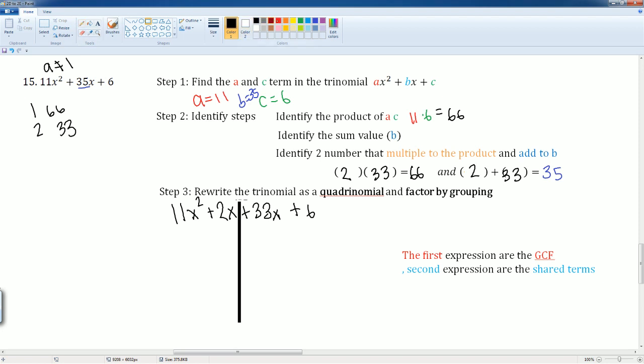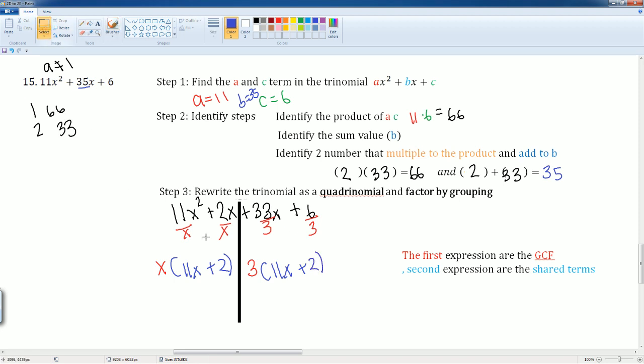All right. So what pulls out from 11x squared and 2x? Well, looks like the GCF would be just x, right? So we can pull out x, leaving you here with 11x plus 2. Let's pull out what here? Looks like we can pull out a 6. Can we pull out a 6? No, we cannot pull out a 6 from 33. What about a 3? Yeah, we can pull out a 3, leaving you with 11x plus 2.